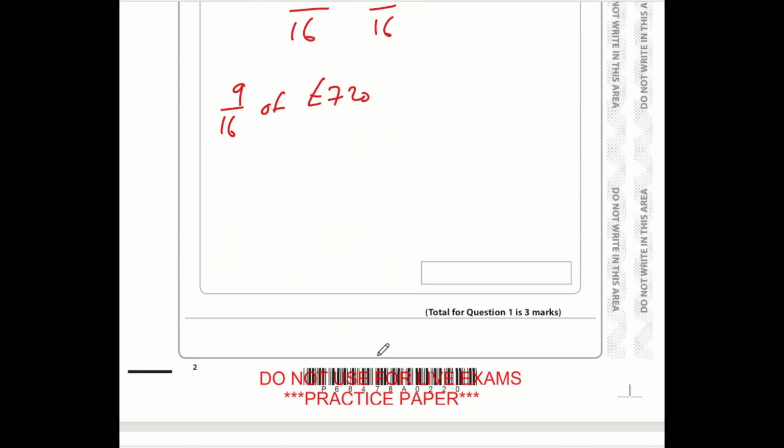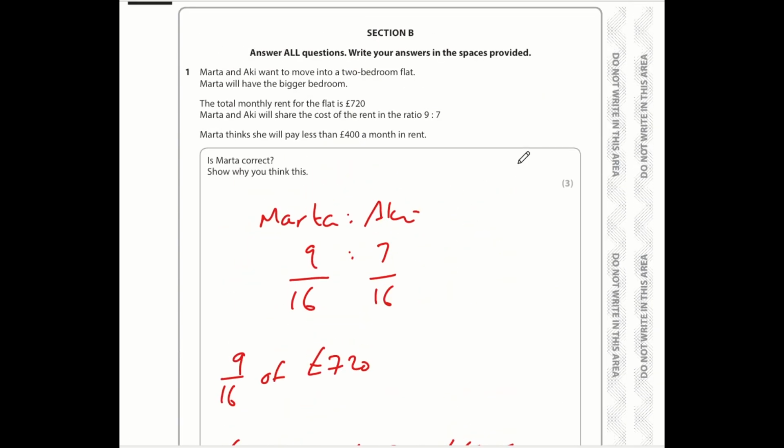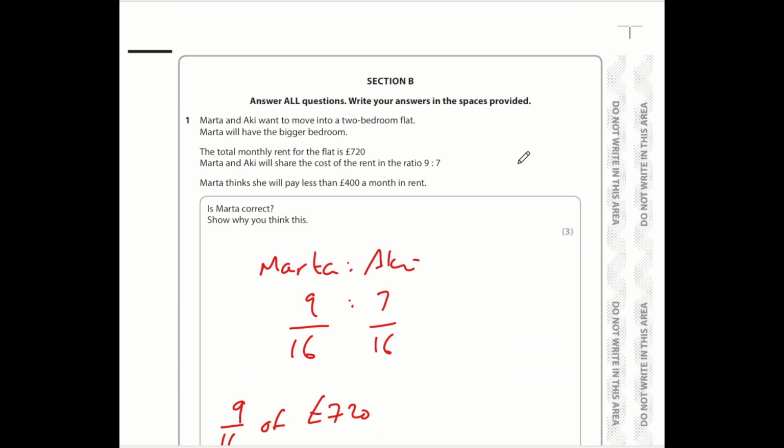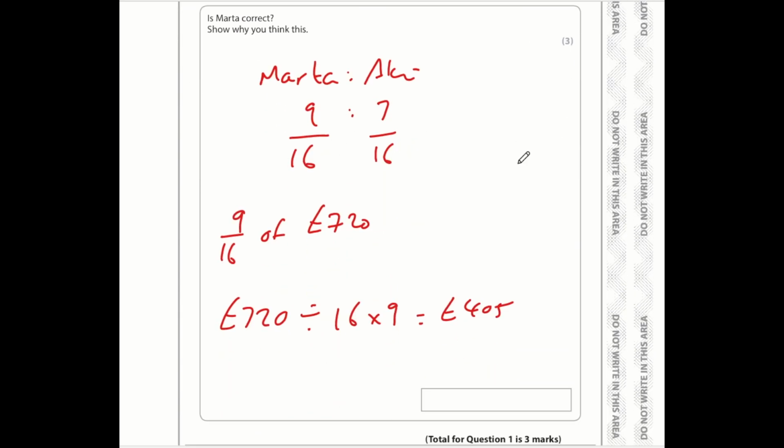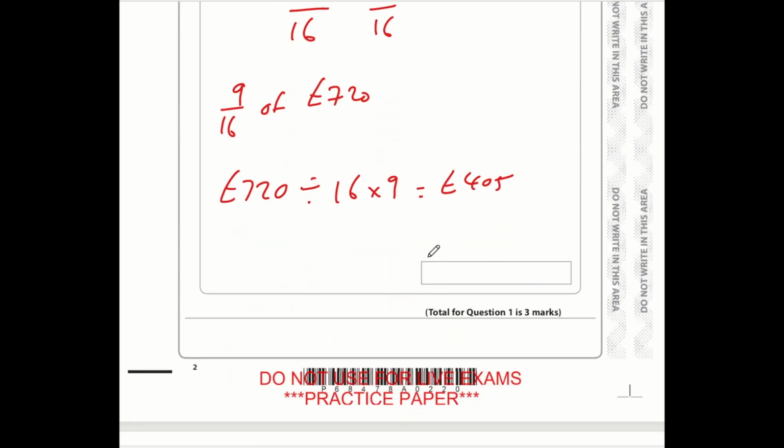So here we're working out a fraction of the total. So to do that, we take our total, we divide it by the number on the bottom, and we multiply by the number on the top. And 720 divided by 16 times by 9 is 405. And what was the original question? It was Marta thinks she will pay less than 405 a month in rent. So is she correct? No, she will pay 405, which is, of course, we can say she'll pay £5 more than £400 if you want.